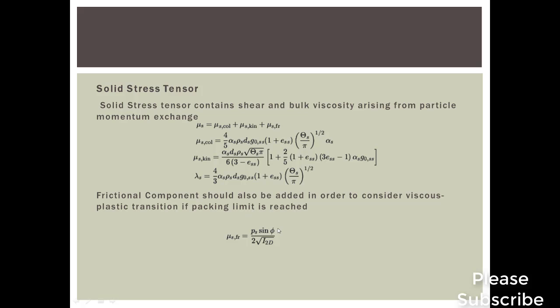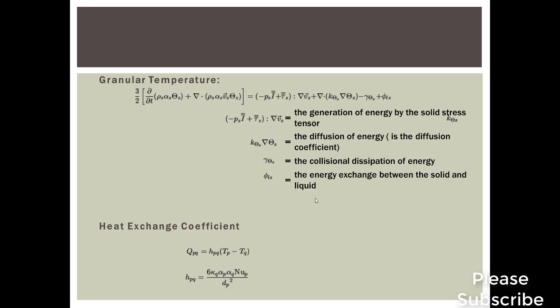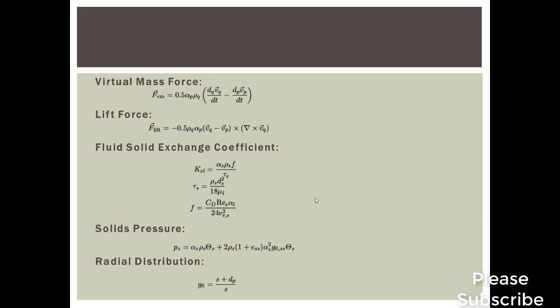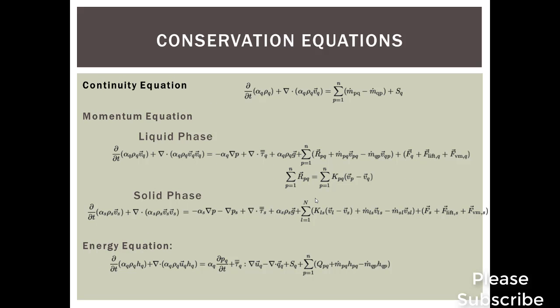So this is the extra part which needs to be involved when the fractional or packaging limit is more than 0.63. So this is a brief description about the two-phase equations that would be involved in this solving approach. Now we will get to the pre-processing and the setup conditions, and it will be much clearer to you.